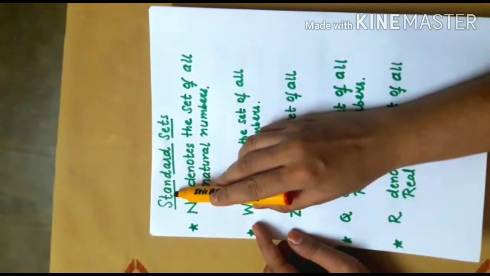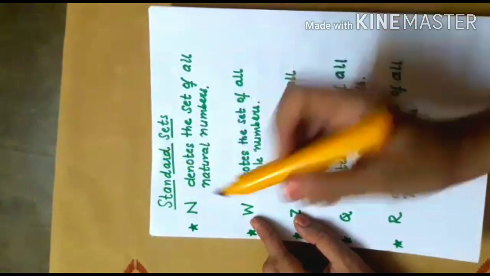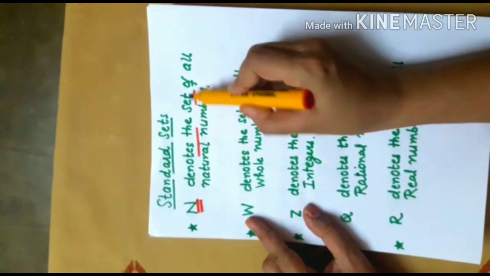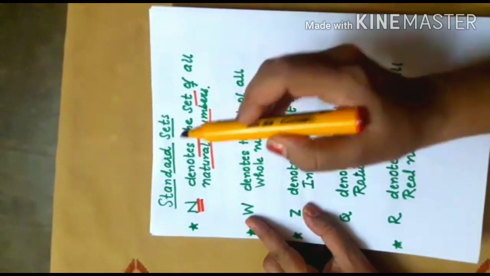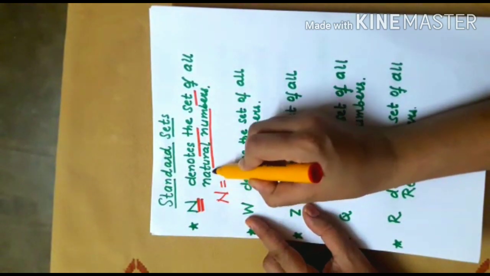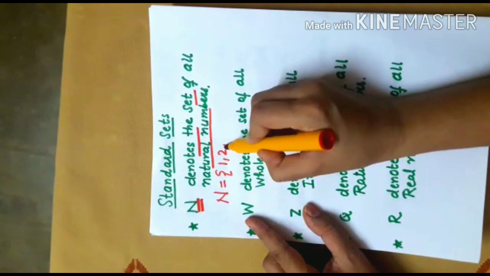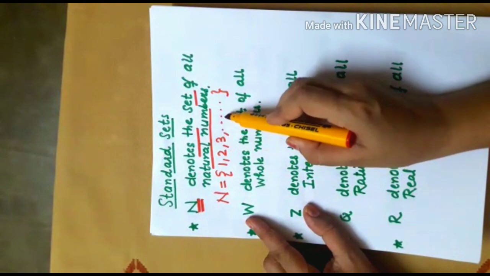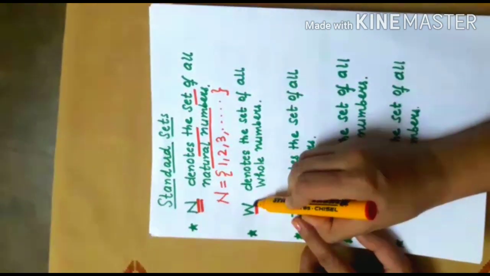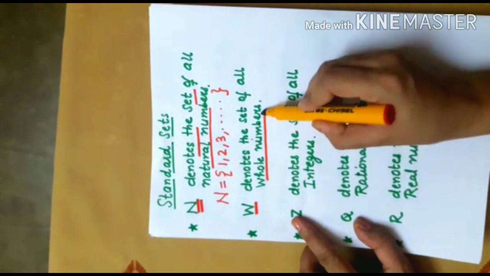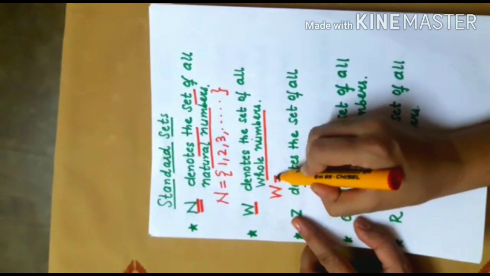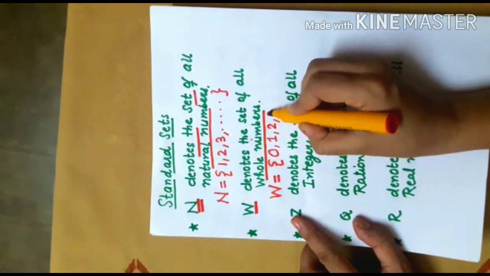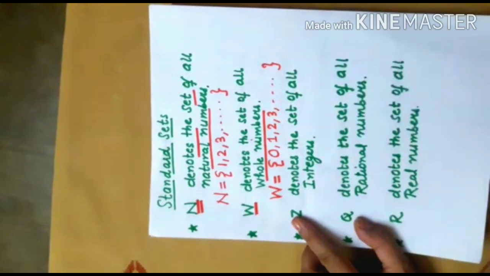Now here are some standard set notations. This symbol capital N denotes the set of all natural numbers. That is, capital N stands for the set with the elements 1, 2, 3 and so on. All natural numbers. W denotes the set of all whole numbers. That is, W is equal to the set consisting of elements 0, 1, 2, 3 and so on.